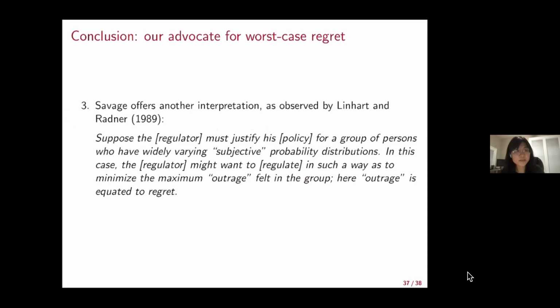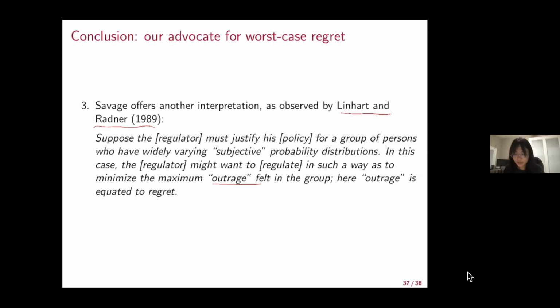This is offered by Savage originally, and this quote is from the worst case regret bargaining paper from Linhart and Radner. Suppose the regulator must justify his policy for a group of people who have very different subjective probability distributions. In this case, the regulator might want to regulate in such a way as to minimize the maximum outrage felt in the room. So in this case, the outrage is equated to the regret.